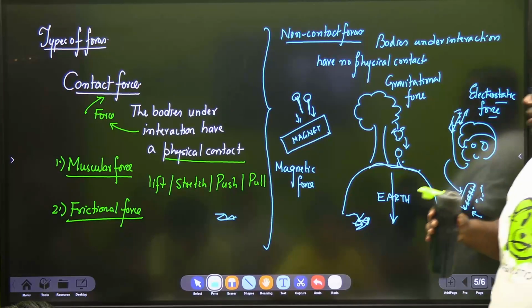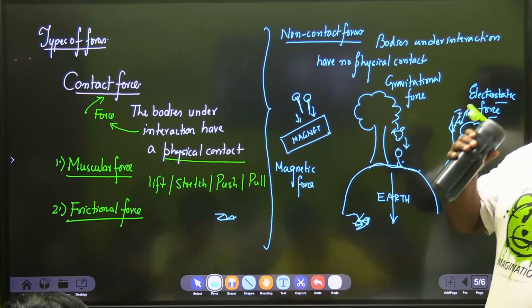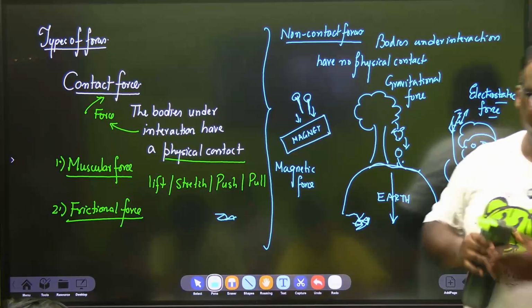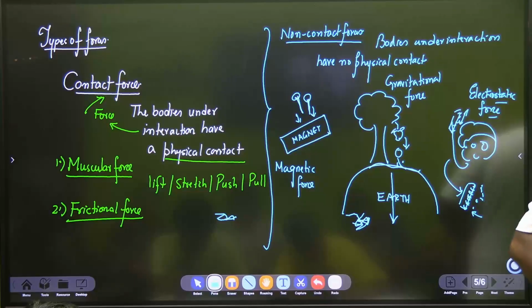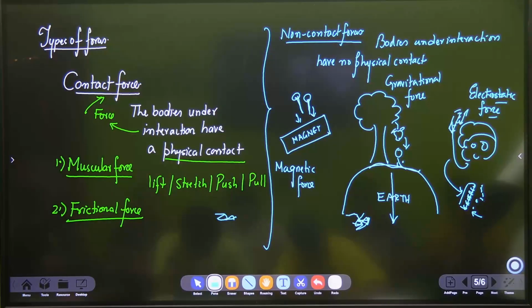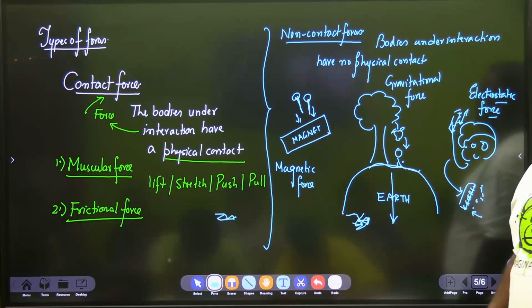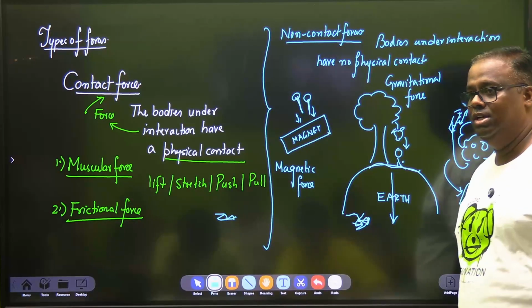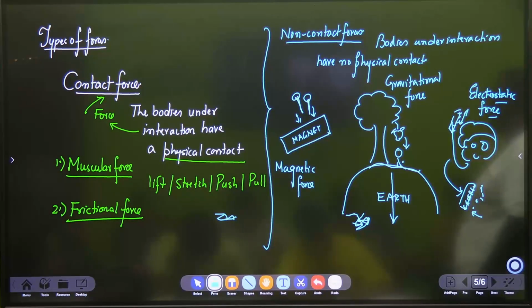Okay? So write down: the force exerted on a magnetic substance due to the presence of a magnetic field is called magnetic force. Clear?